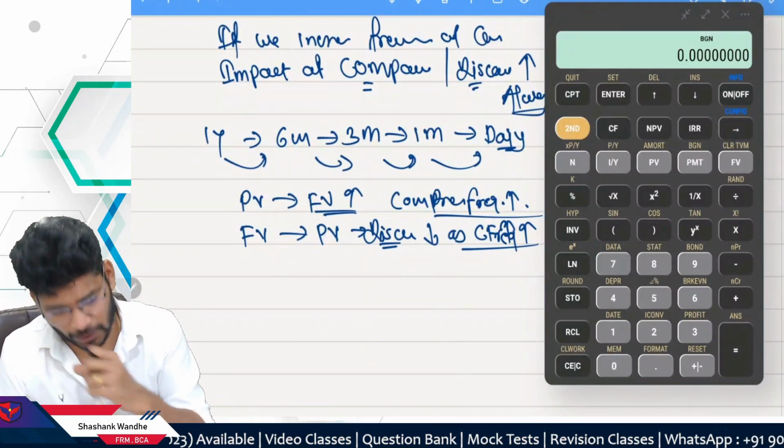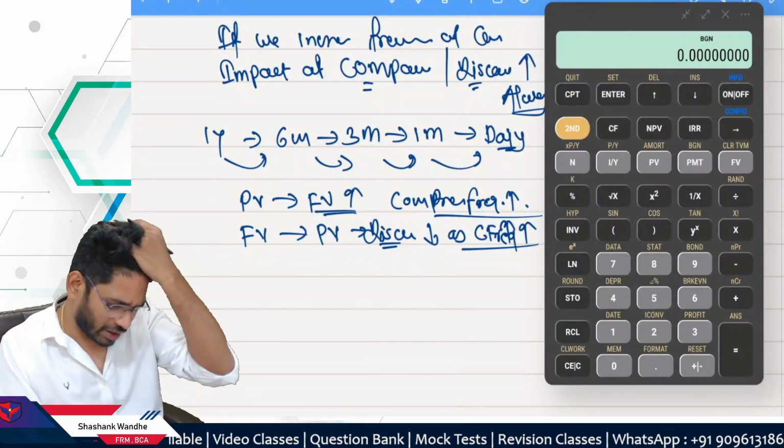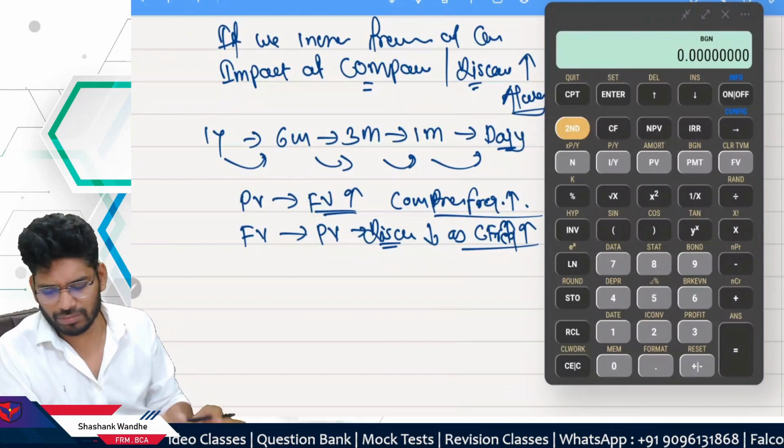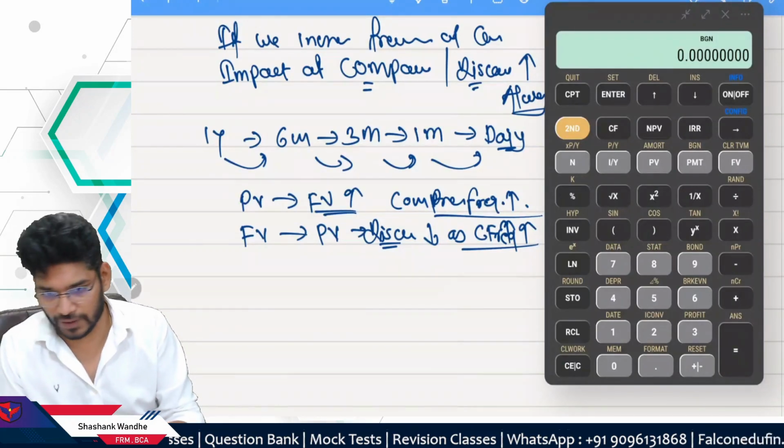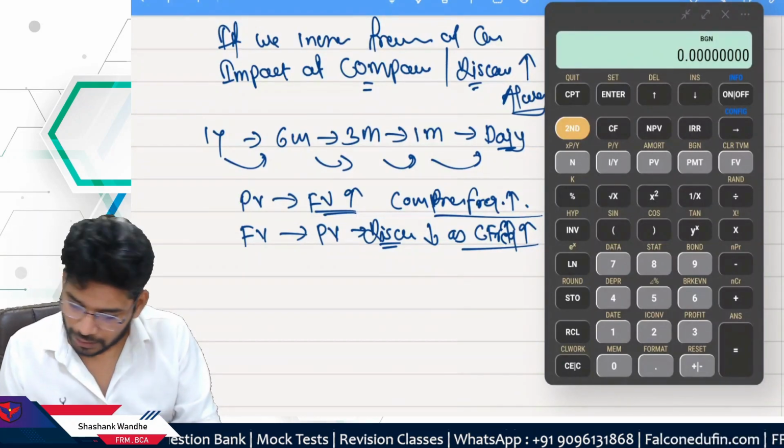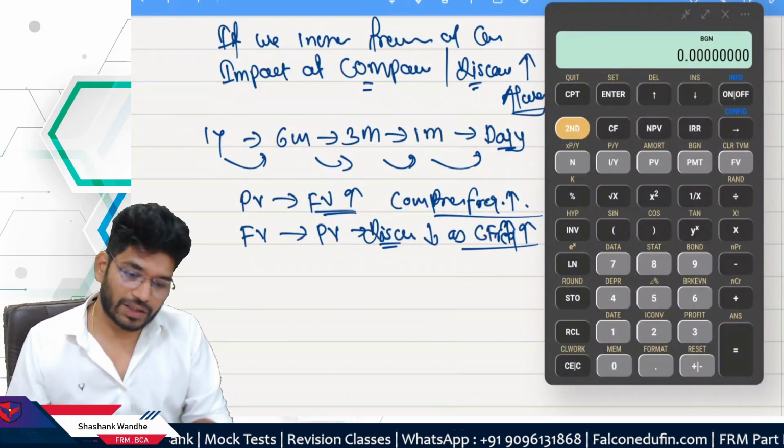There are other miscellaneous concepts which we will cover in the fixed income section, because right now, even if we cover them here, it does not make a lot of sense. So that's all about the time value of money revision.